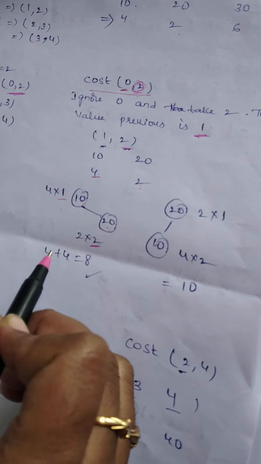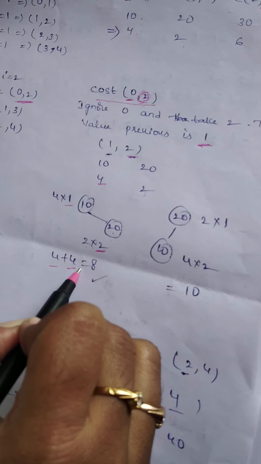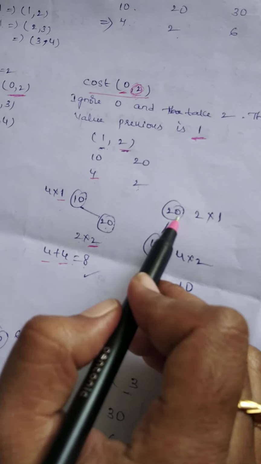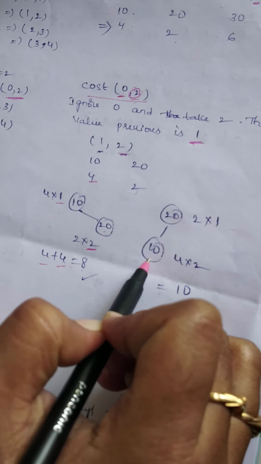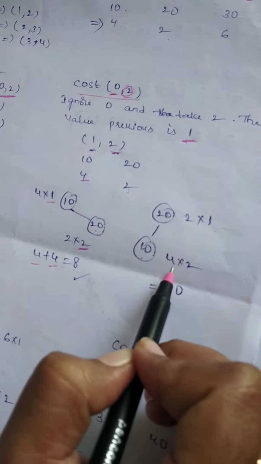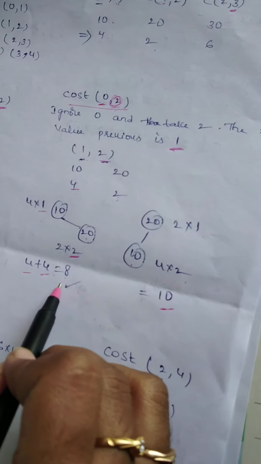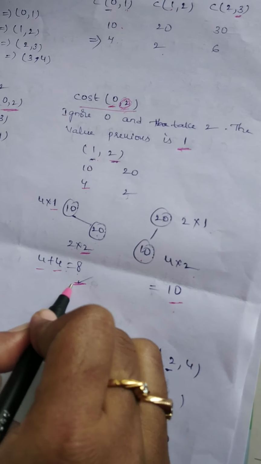So 4 plus 2 twos are 4. So 4 plus 4, how much? 8. Next 20, take 20 and left child is 10. 2 into 1 plus 4 into 10, we get 10 value. Which is the smallest? 8 is the smallest.